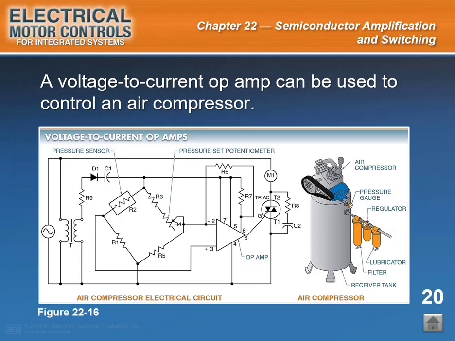The output voltage of the bridge circuit is a function of the degree of imbalance present in the input bridge. For the bridge circuit, an imbalance can be created by changing the pressure on the pressure sensor transducer. The potentiometer determines the pressure set limits.